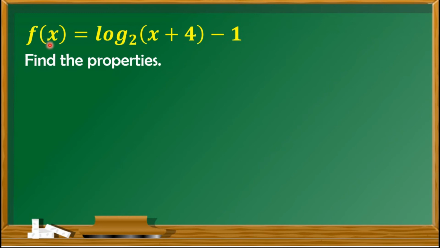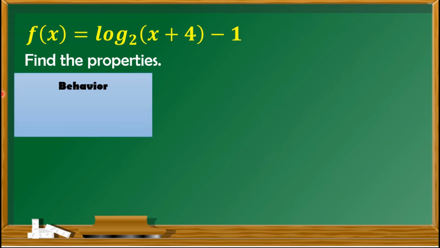So the given here is f of x is equal to the logarithm of x plus 4 with base 2, minus 1. Let's begin with the behavior. In the previous slide, we discussed the general form y is equal to the logarithm of x minus h with base a plus k. In identifying the behavior of the function, we need to look at the value of the base, which is the a, and since a in the given is equal to 2 and a is greater than 1, then its behavior is increasing.